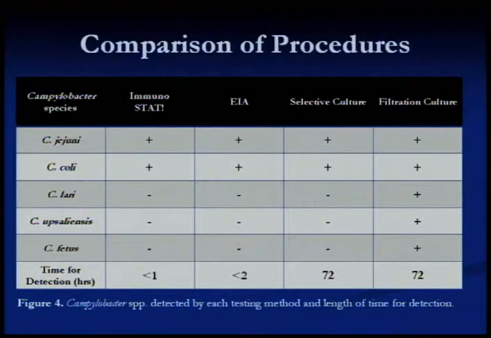Table 4 shows a comparison of Campylobacter species detected by each testing method and the length of time for detection. The immunostat, EIA, and selective culture all grow Campylobacter jejuni and Campylobacter coli, whereas the filtration culture grows each type of Campylobacter species. The immunostat takes approximately 1 hour for completion, the EIA takes 2 hours, and the culture methods take 72 hours.